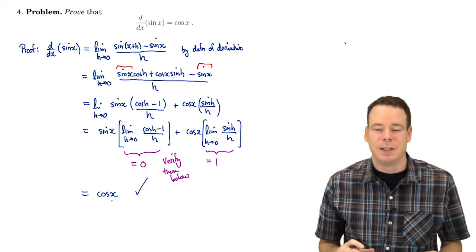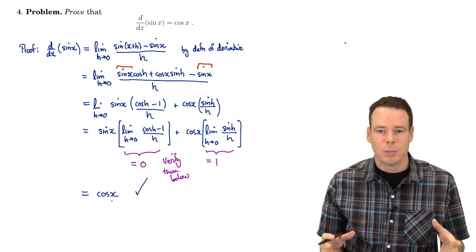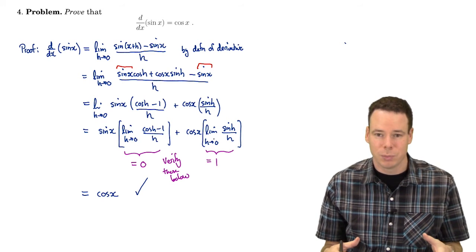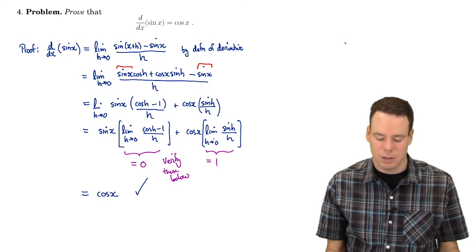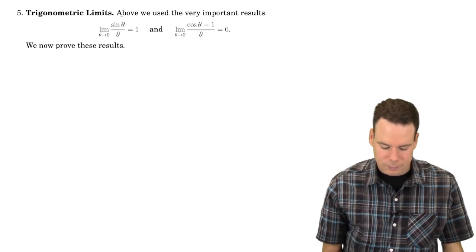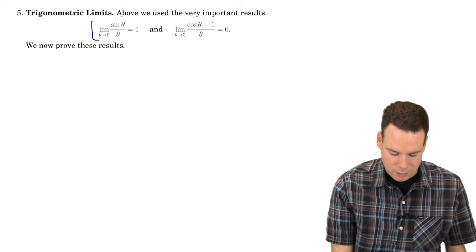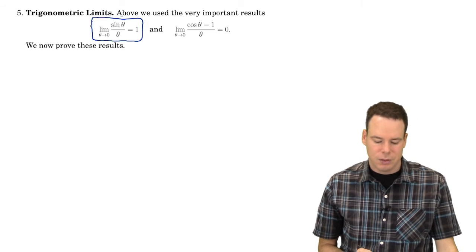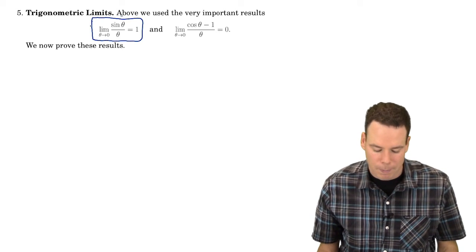However, we have delayed the verification of two important limits which are integral to our proof here. We've delayed these, and we'll do those on the next slide. So here is the limit we're going to spend most of our time working on: the limit as theta goes to 0 of sine of theta over theta is 1.